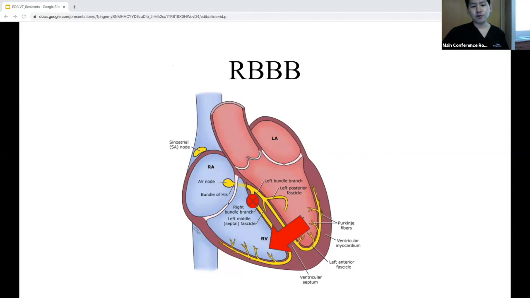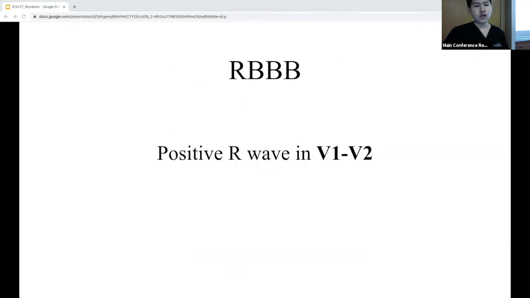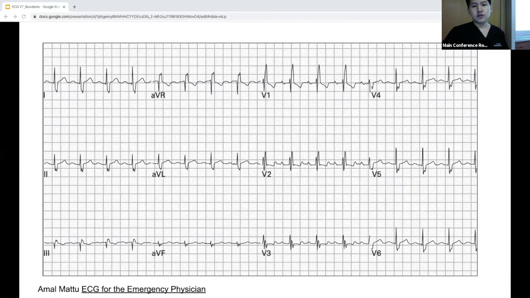You have the right bundle branch blocked, so the impulse goes down the left bundle branch. Once it hits the left ventricle, you'll have cell-to-cell depolarization to the right ventricle. So when you talk about right bundle branch like morphology, I'm referring to positive R waves in V1 and V2. So here's a normal sinus rhythm in right bundle branch block.